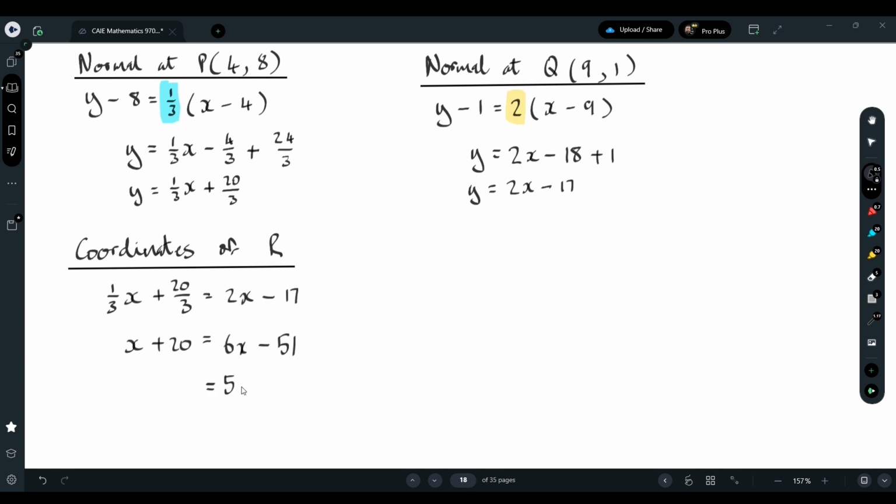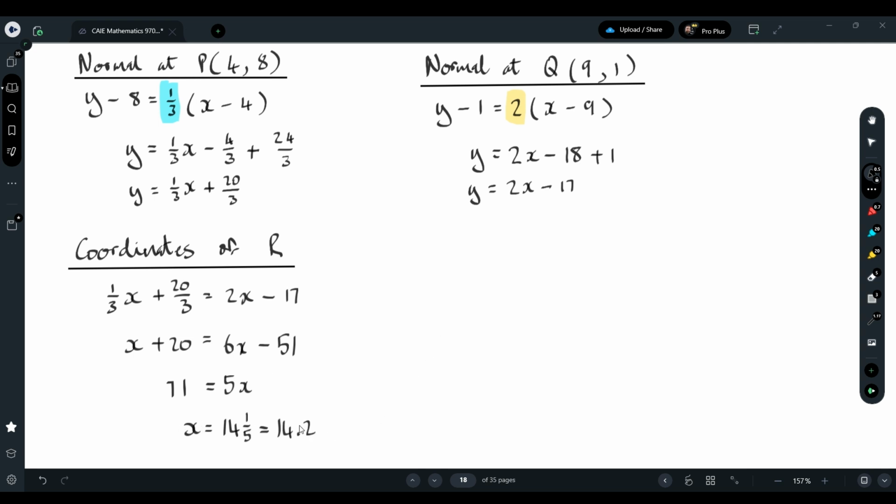Then, isolating x, we get 5x is equal to 71. And if we divide both sides by 5, we'd get x is equal to 14 and 1 over 5. Now, earlier I said I always prefer to work with fractions, but in this case, it may be easier just to express this as a decimal. We can still carry on working with fractions, but it might be easier to express this as a decimal.